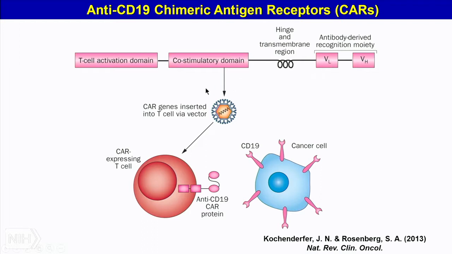This fusion protein is encoded by DNA. The DNA is put into some type of vector, such as a lentivirus or a gamma retrovirus. And this vector is used to transduce T cells. When the T cells are transduced, the DNA becomes a permanent part of the DNA of the T cell. And the CAR is then expressed on the T cell surface, which gives the T cell the ability to recognize a tumor antigen, in this case CD19.